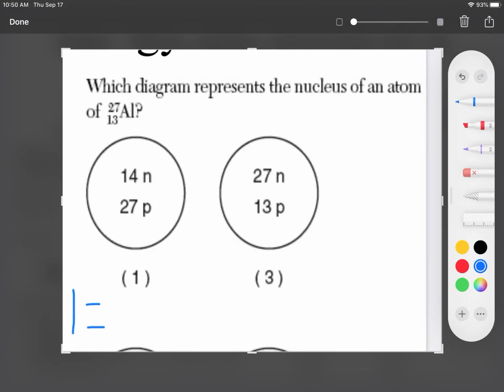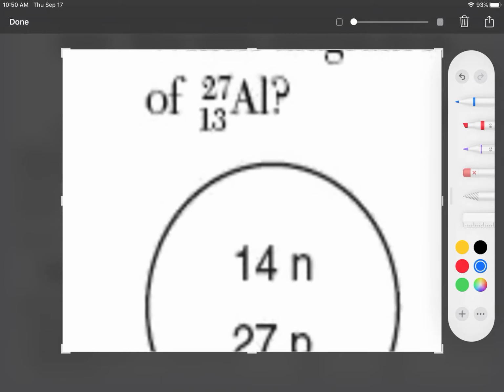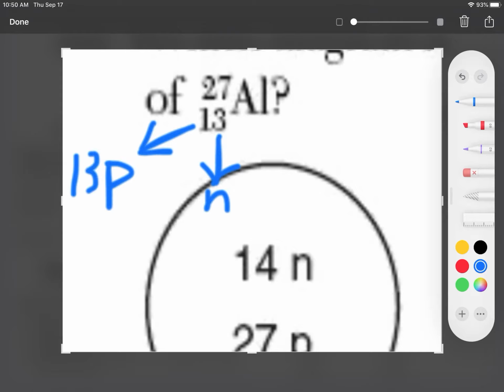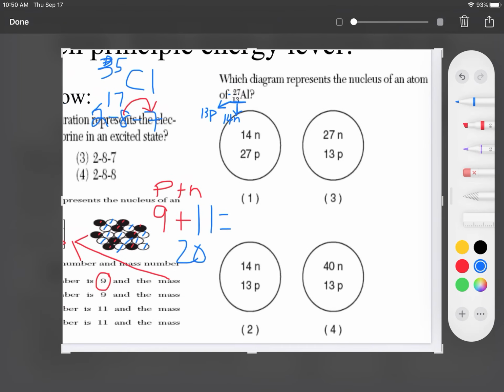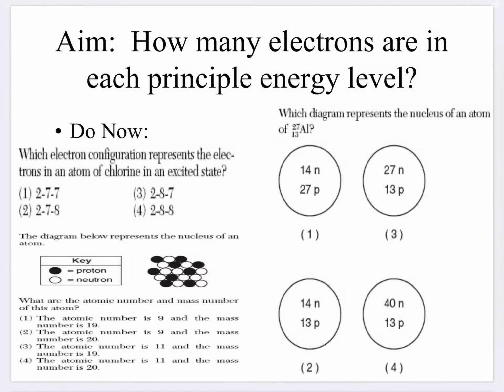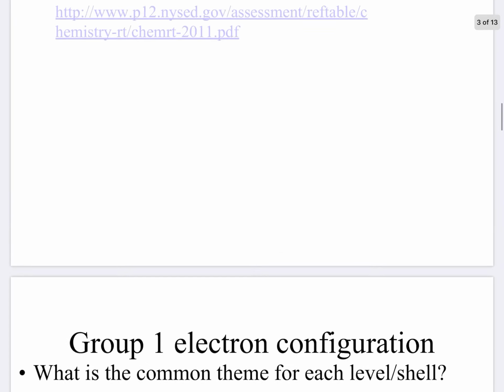Moving on. Which diagram represents the nucleus of an atom? Well, what do we learn, guys? We learned that the nucleus is the protons and the neutrons. Electrons are not located in the nucleus. They're outside the nucleus, orbiting around. So the atomic number tells me the number of protons. So it's 13 protons. If you subtract, that tells me the number of neutrons. So the answer should have 13 protons and 14 neutrons. Choice 2. Okay. Let's move on to the next slide here, all right?